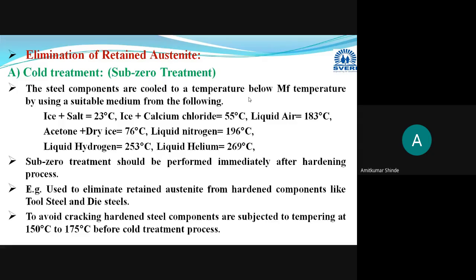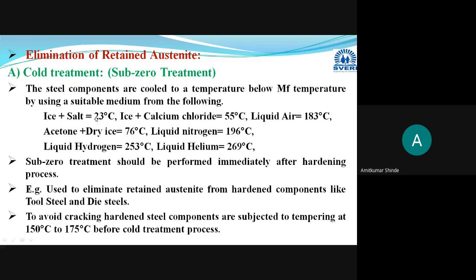For some kinds of steels, suppose high carbon steels containing carbon more than 0.7%, then its Mf temperature, that is the martensite finish temperature, is below that temperature. Sometimes it may be in the negative temperature zone.